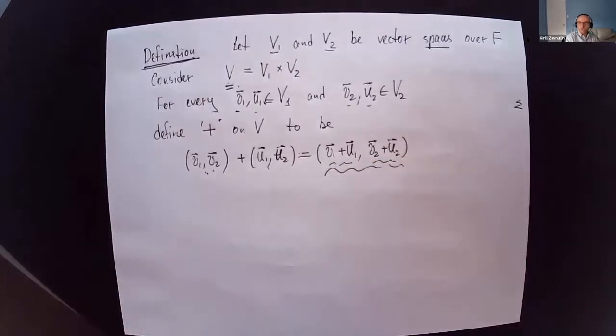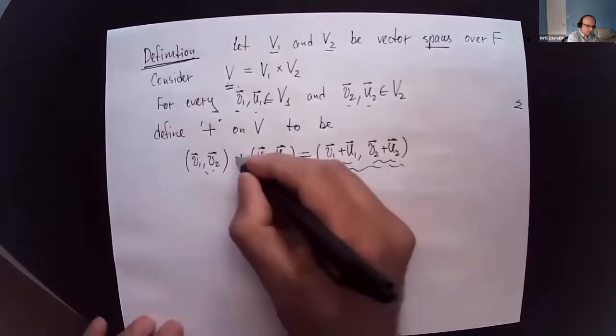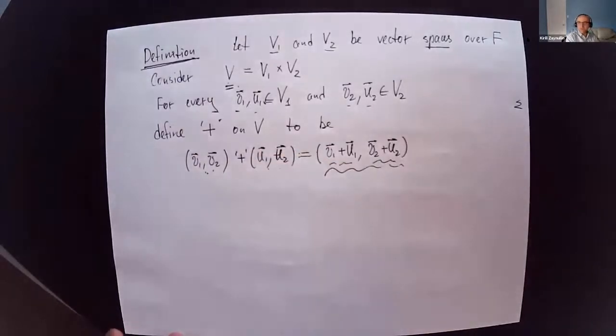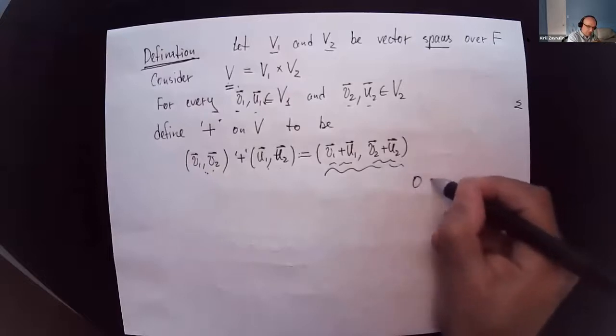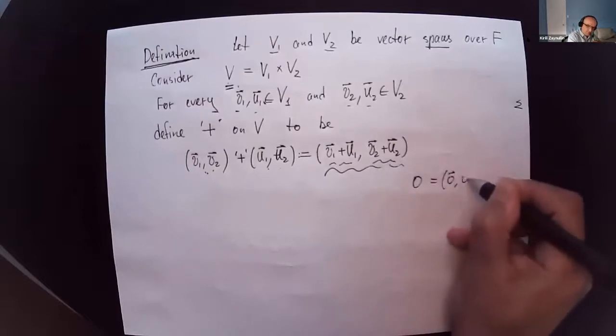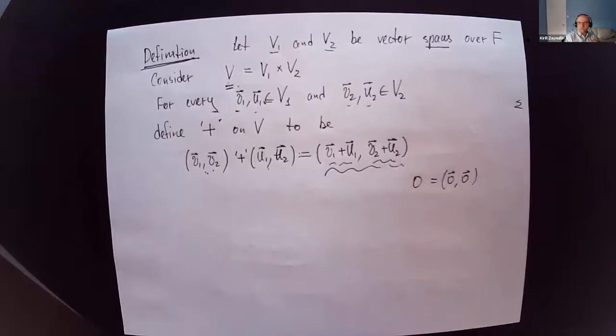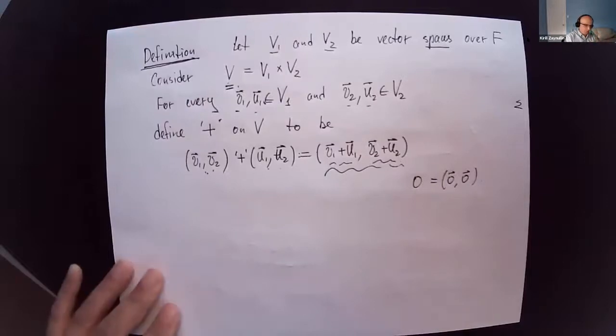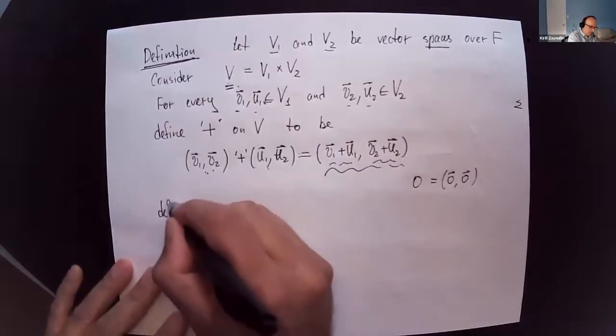Okay. Now, of course, one can check that this operation satisfies all the necessary operations for the vector addition, right? So it's commutative, it's associative, it has zero. So what's a zero, by the way? The zero is just (0, 0), right? And so on. So you just check that all the operations for the vector addition are satisfied.